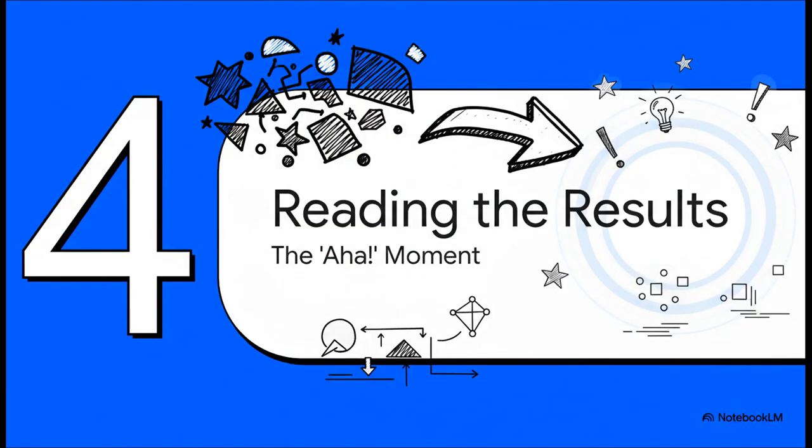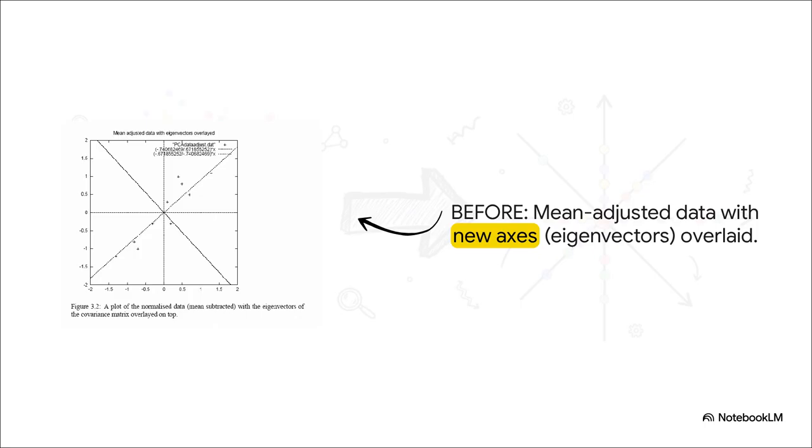So what does this all actually look like when you do it? This is the fun part. This is where the magic really happens, and you finally get that aha moment where the hidden patterns just pop out. So here we go. Here is our data before PCA. It's a bit of a blob, right? You can kind of see a vague diagonal trend happening, but it's messy.